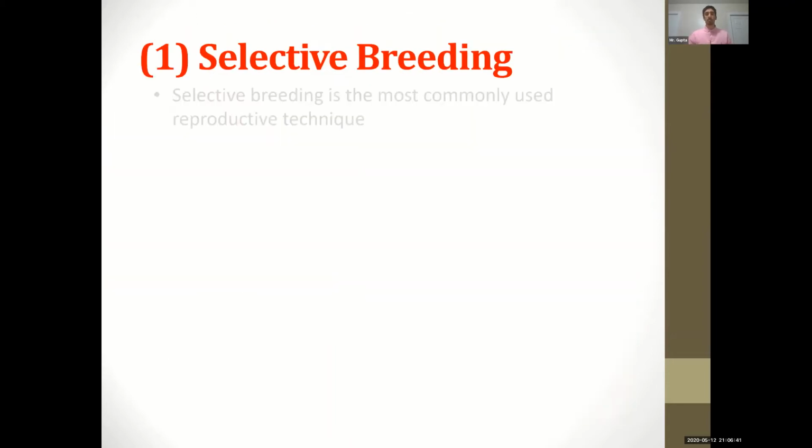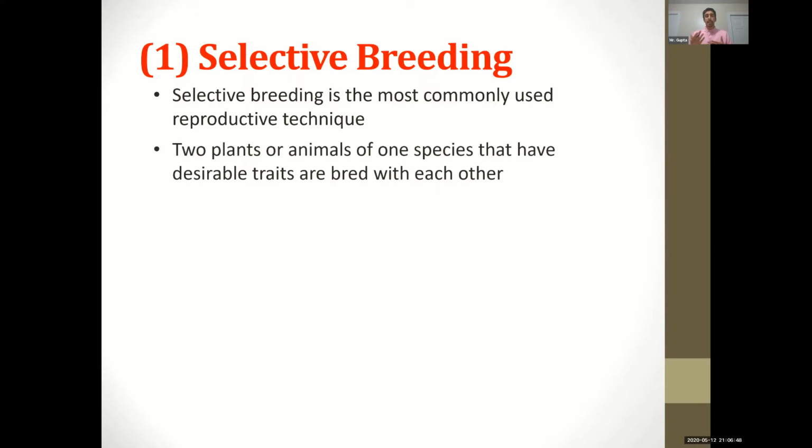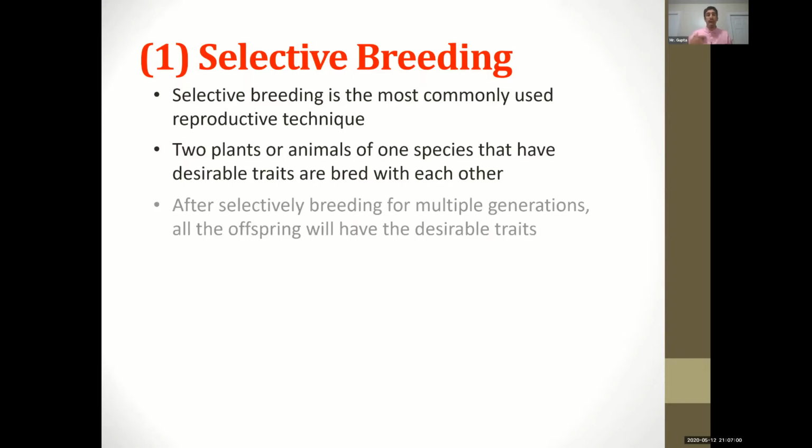First off, selective breeding. So selective breeding is the most commonly used reproductive technique. And selective breeding is when 2 plants or animals of one species that have desirable traits are bred with each other by humans. After selective breeding for many generations, all of the offspring or most of the offspring should have the desirable traits that you're looking for. And we're going to play a little game on the next slide just to understand this better.